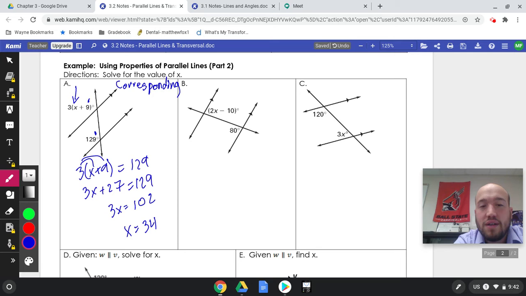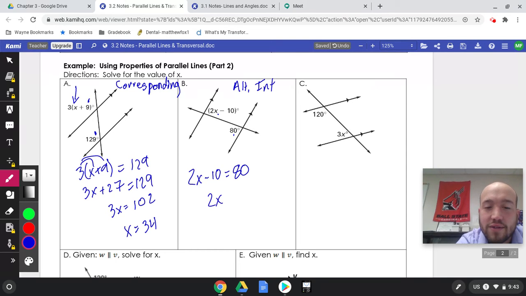All right, this next one right here, they're on alternate sides and they're on the interior. So that's alternate interior, which means they also are going to be equal to each other. So 2x minus 10 equals 80. We add that 10 over, we get 2x equals 90, and we will get x equals 45. And notice here, the way they told us they were parallel, these arrows on there, that tells us this line and this line are parallel. On the first one, this line and this line were parallel. Then on this one, we know this one and this line are parallel.